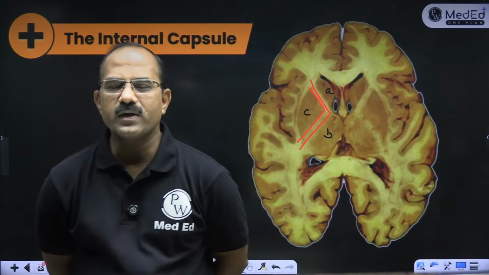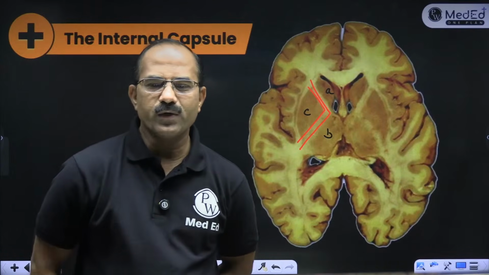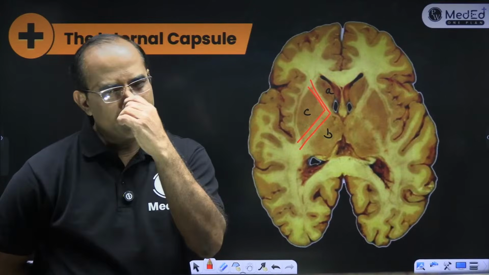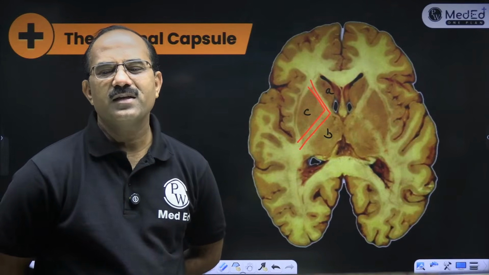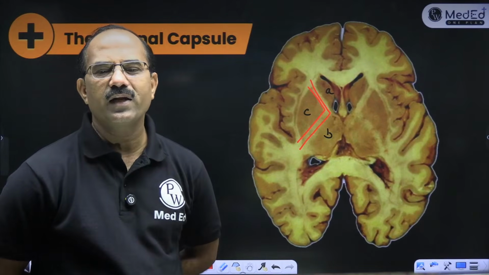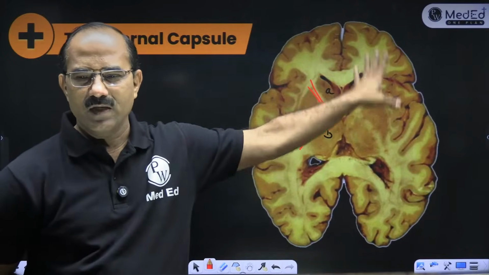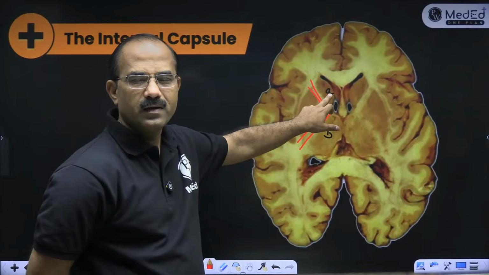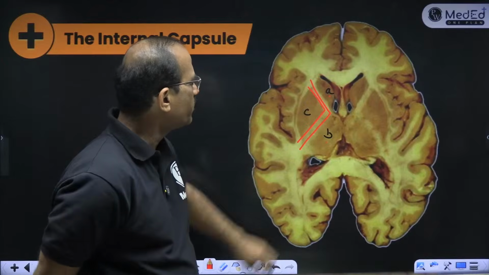This is a horizontal section of the brain. A is caudate nucleus. Very good. B कौन है? B is thalamus. Very good. C is the lentiform nucleus. ये same section practicals में भी रखते हैं. So A is caudate nucleus, B is thalamus, C is lentiform nucleus.